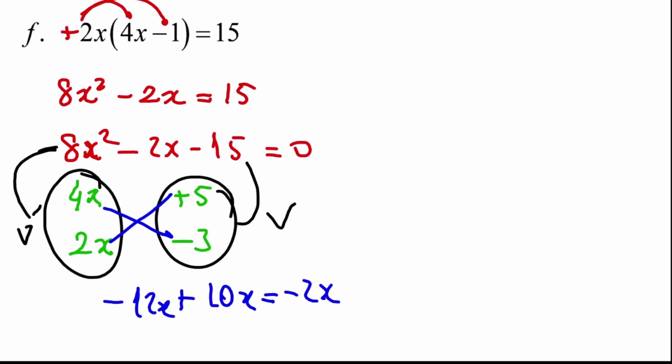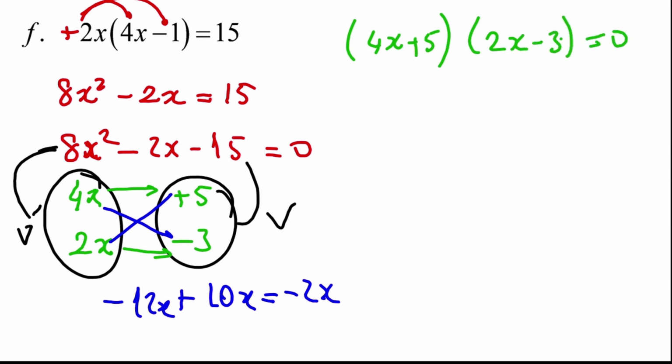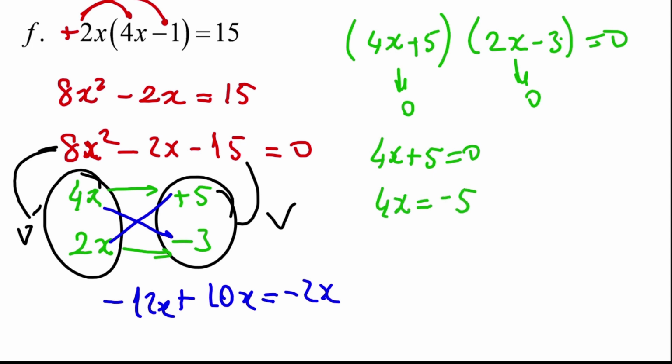However, we need to be careful to write in this form: 4x positive 5 times 2x negative 3 is 0. The first one could be 0, the second one could be 0. 4x plus 5 is 0. Move 5 to the right-hand side, 4x is negative 5. If we divide both sides by 4, x is negative 5 over 4.